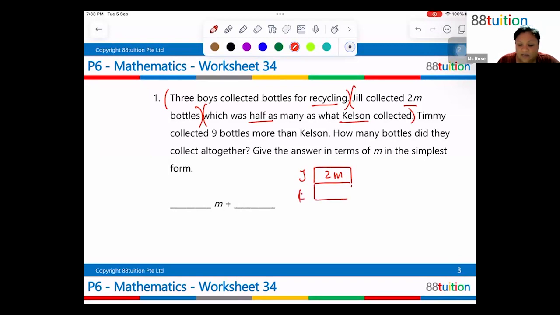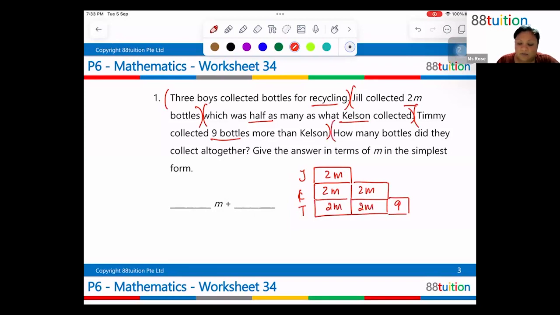So that means if Jill collected half of Kelson, that means Kelson will be, yes, that's right, Brian, Kelson will be twice Jill. And Timmy, on the other hand, collected 9 more than Kelson. So Timmy collected 9 more than Kelson. So here, if I make parts equal, I will have 2M.